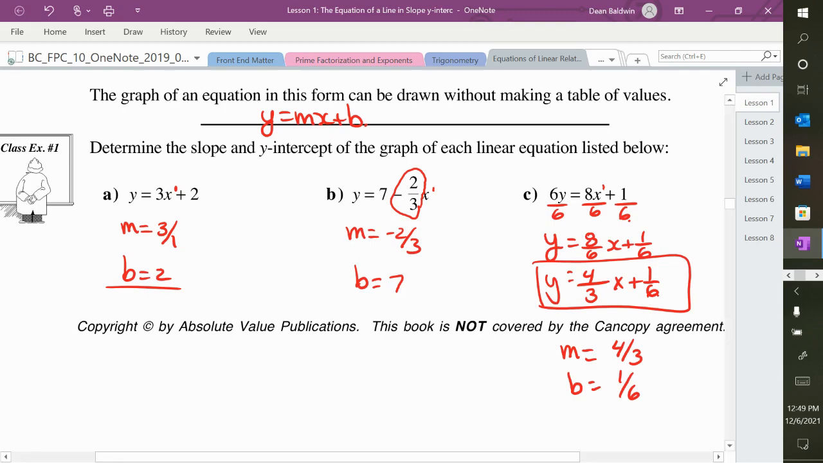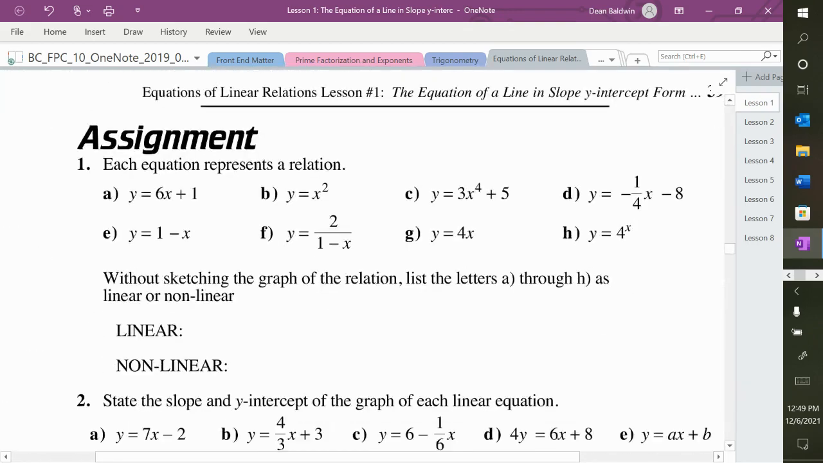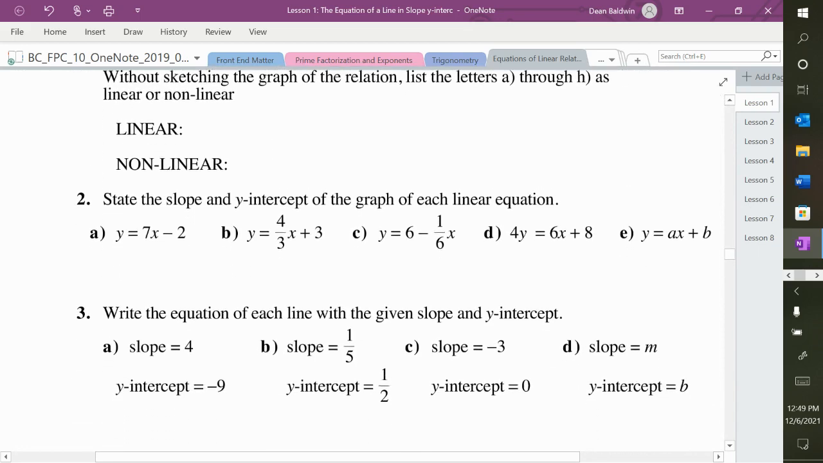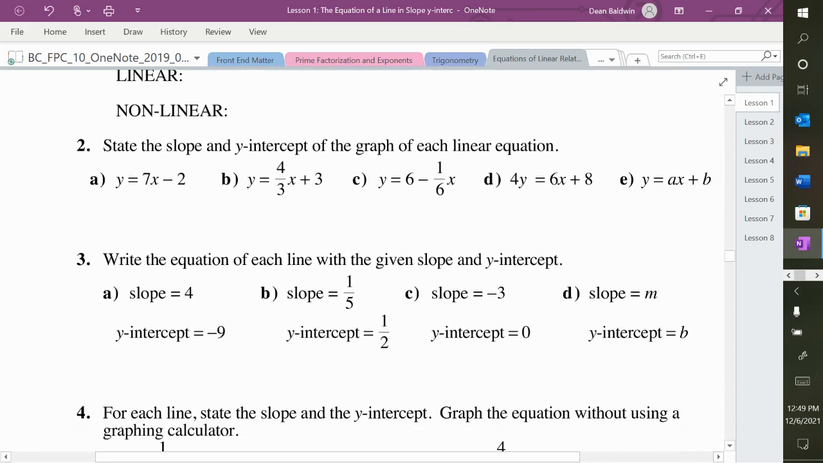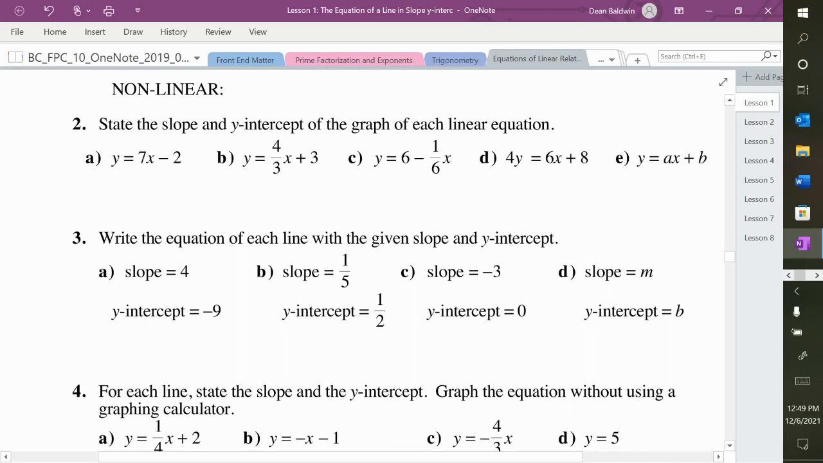Okay, everybody go to assignment question 3 on page 393. We're just going to do the first one together just because it's a little different. So, number 3 says, write the equation of each line with given slope and y-intercept. This is your equation. Again, I won't ask you to memorize it. I will give it to you, but we're going to use it so often you should know it anyway. We'll just do A together.